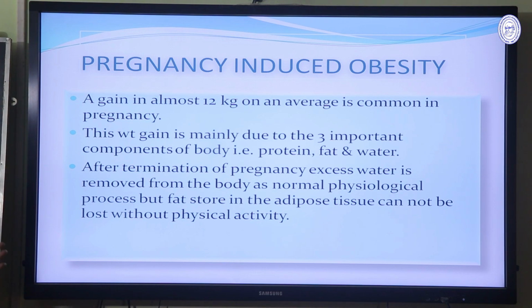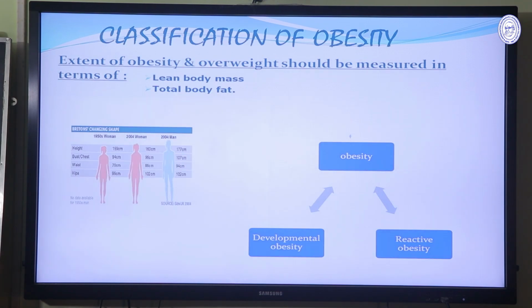accumulation. After the parturition process, that is termination of pregnancy, excess water is removed from the body as a normal physiological process. Protein is reduced from the body, that is also a normal physiological process, but there is no such normal process to remove the additional fat that is accumulated during pregnancy, and it is stored in the adipose tissue and cannot be lost without physical activity. So, if there is poor physical activity, this fat accumulates and continues for long and results in obesity.